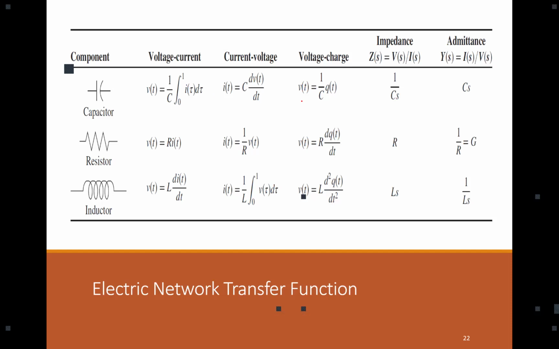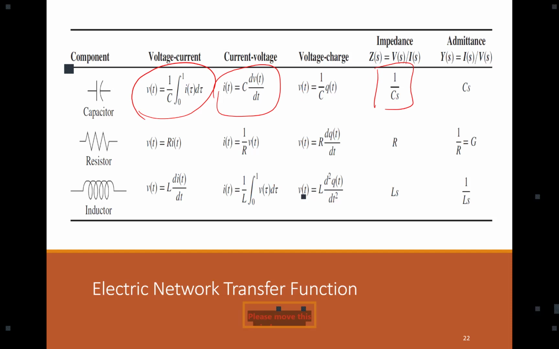So if you know that, that means the current is going to be C, the derivative of the voltage. Good? Now that we know these two functions, what would be the voltage divided by the current? It's going to be simply 1 over sC.